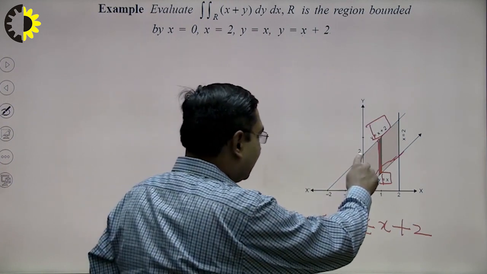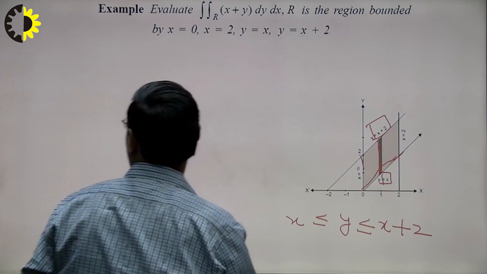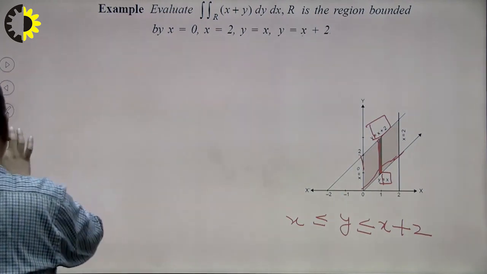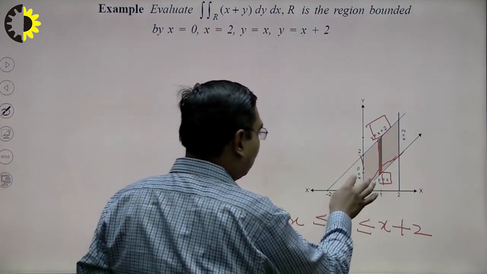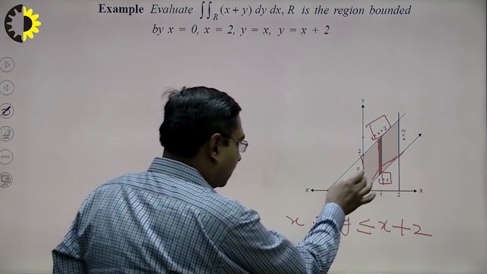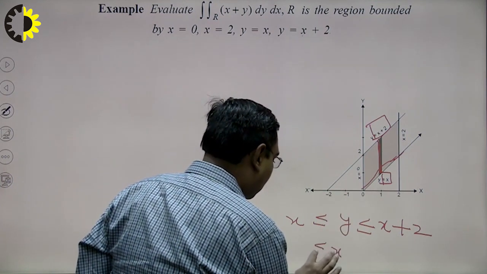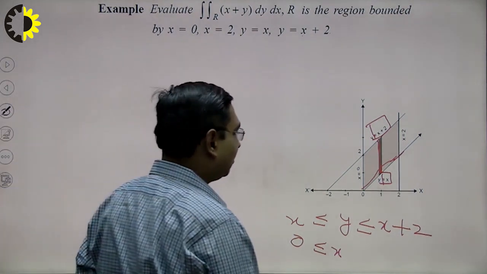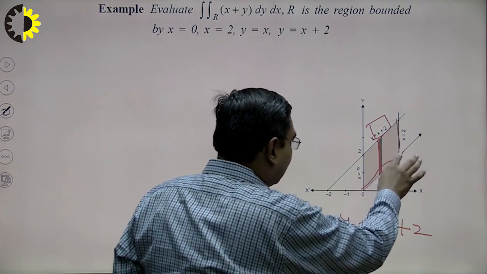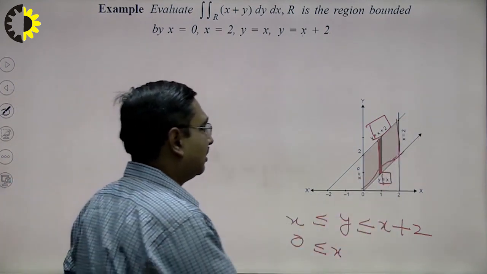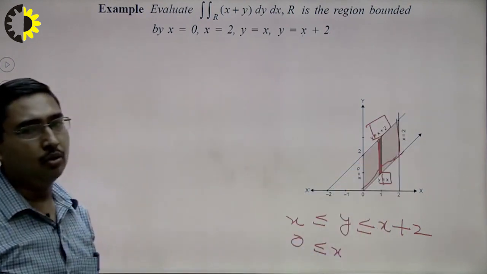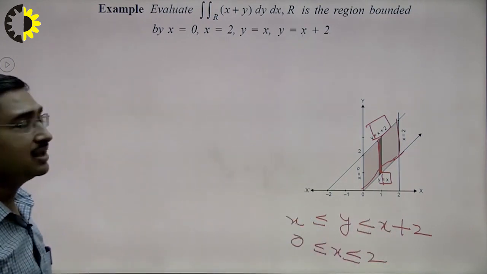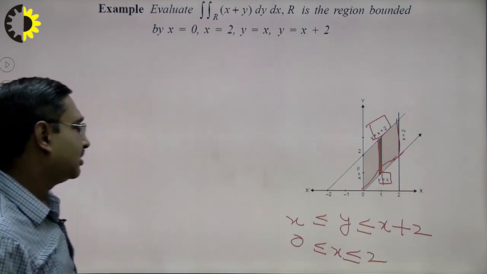We observe that the leftmost point of this region is not unique, but it lies on this line, and on this line the value of x is 0. So the leftmost point, or left extreme point, will have x equal to 0 as its x coordinate. The rightmost point of this region lies on this line x equal to 2, and therefore the value of x on this line will be 2. These are limits of x.